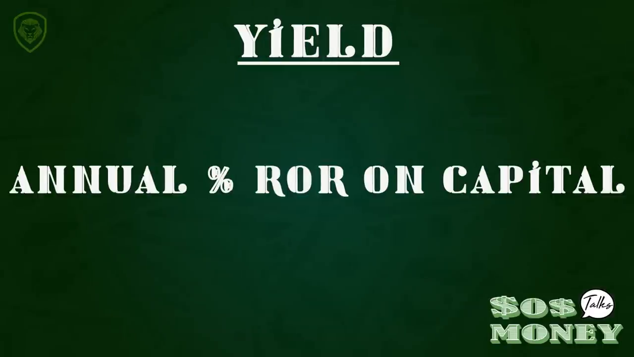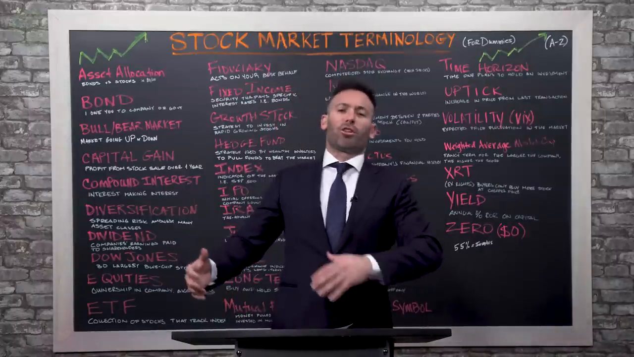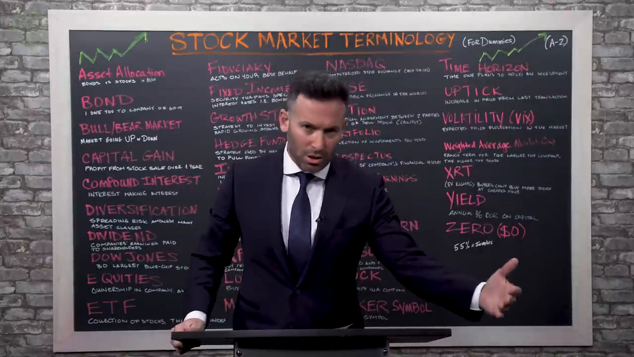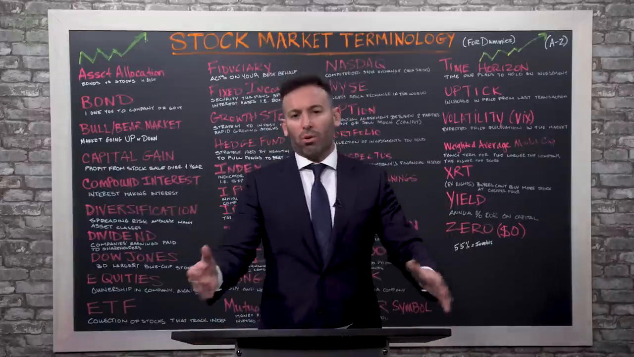Then you got yield. This is the annual percentage rate of return on your capital. Like, what did the bond yield? Well, the bond yielded 3.6%. That was the yield. What did the stock yield? The stock yielded 9.7%. Cool, that's the yield.